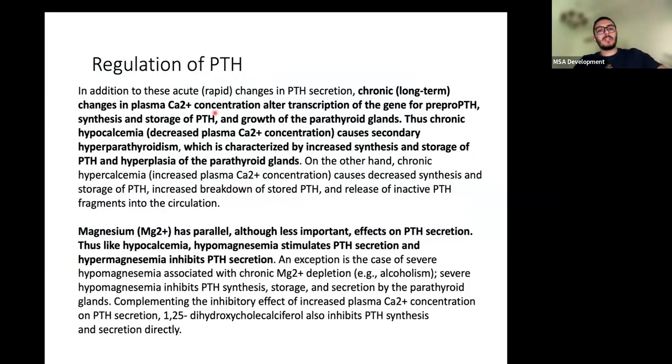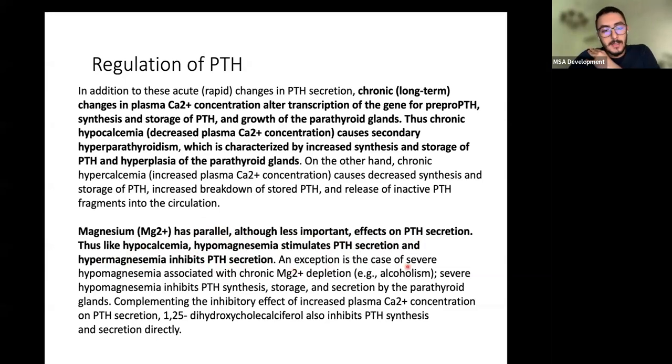Regulation of PTH. Basically here they are repeating what I mentioned. The next slide will be the explanation. However, this is the magnesium that I talked about. You see, it has a parallel, although less important, effect on PTH secretion. Thus, like hypocalcemia, hypomagnesia stimulates PTH secretion, and hypermagnesia inhibits PTH secretion. Meaning similar effect to calcium.